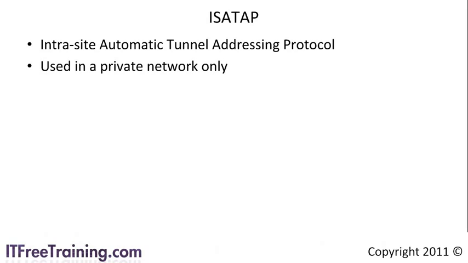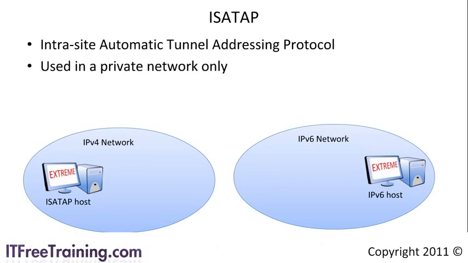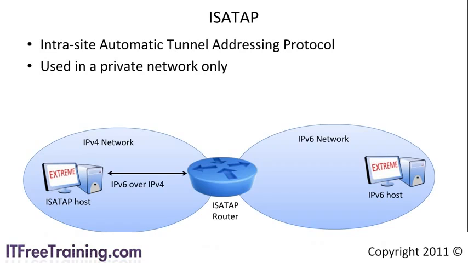In your organization, if you have an IPv4 network and an IPv6 network, and you want to communicate between those networks, notice there is no common protocol between the two. What you can do is install an ISATAP router between the networks. If a computer on the IPv4 network wants to communicate with a computer on the IPv6 network, the computer first communicates to the ISATAP router using IPv4.